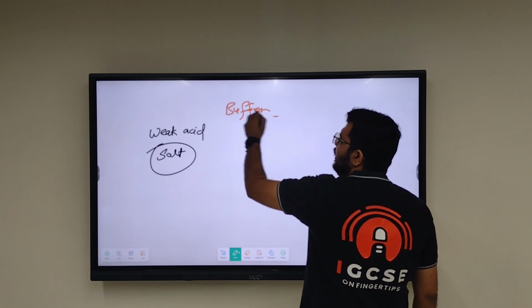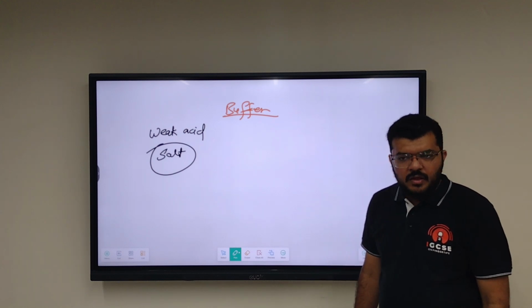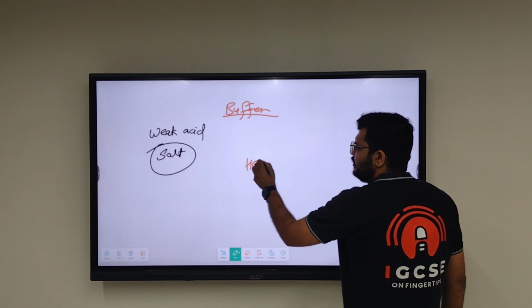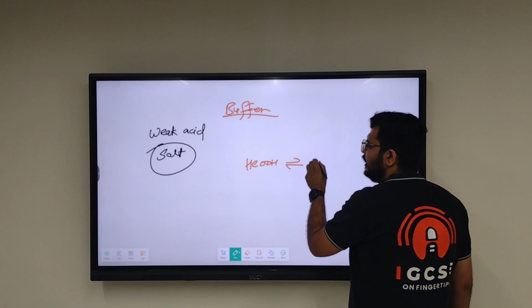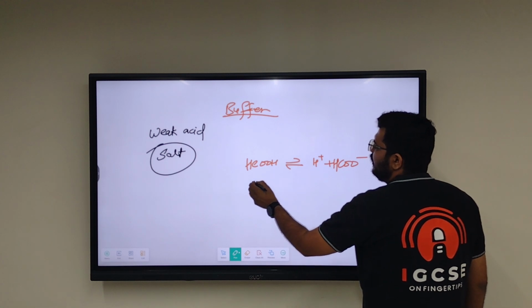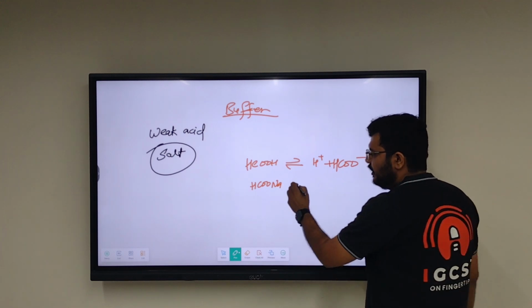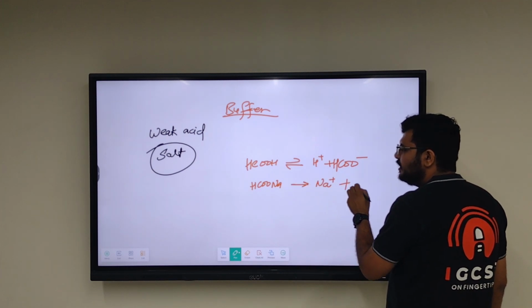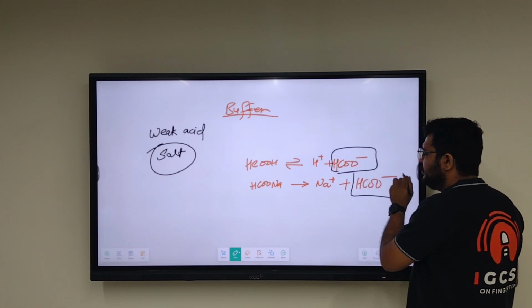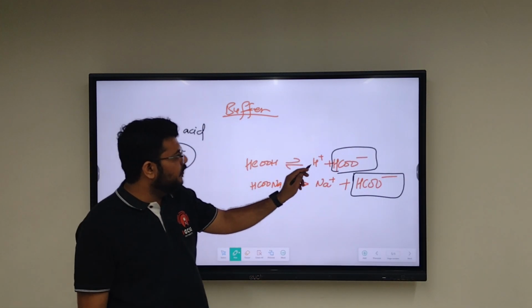What do we do? Let's say there is an acid and there is a salt. Let's take one example over here. This will give H plus and HCOO minus, a weak acid, and the salt of that acid only. This goes to completion to form Na plus and HCOO minus. Now, if you look at it, this is the common ion. If a base is added to this solution, what will happen?